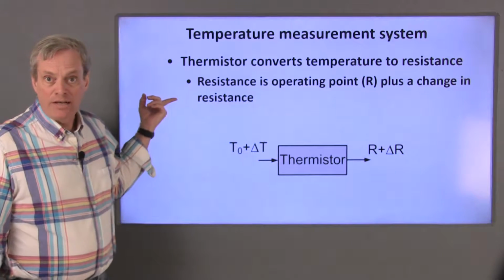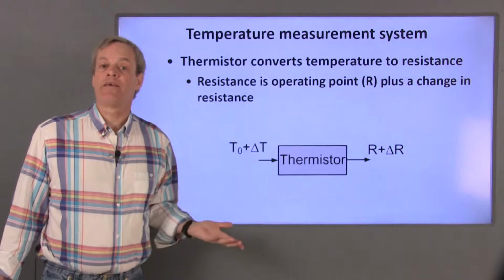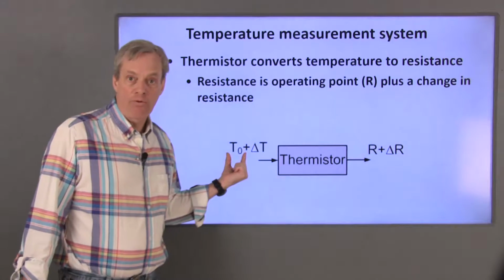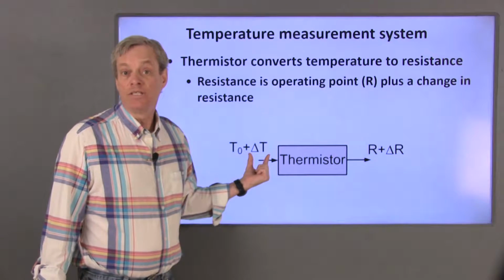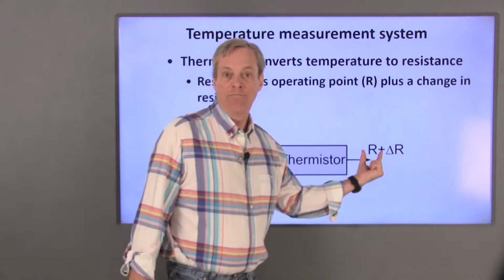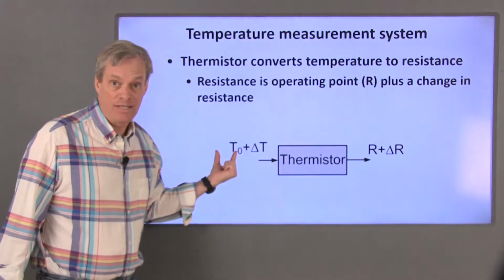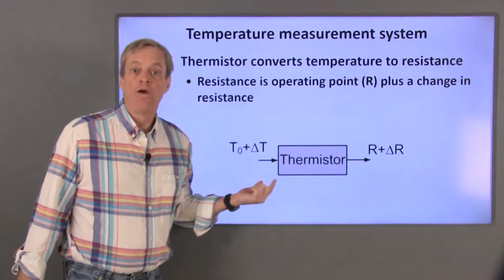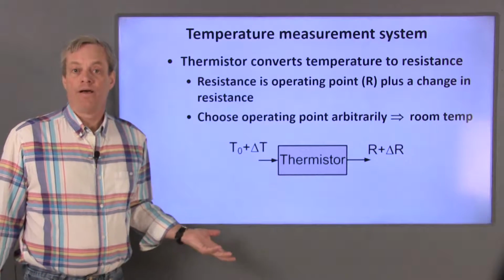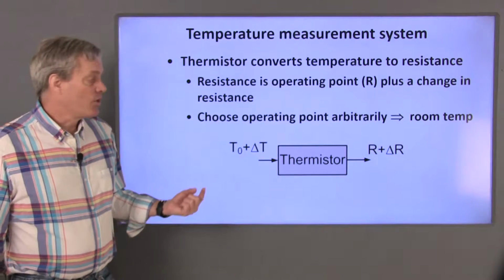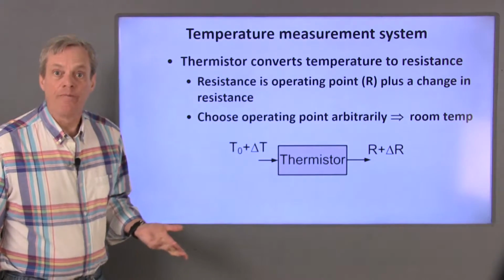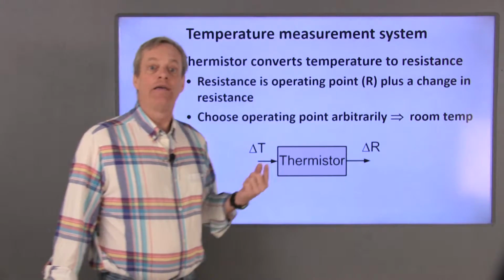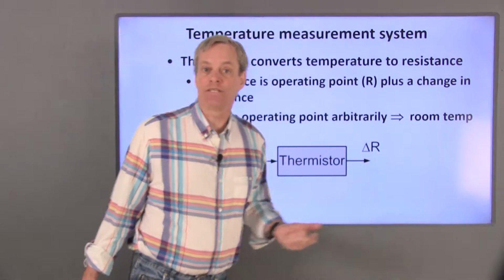In order to create a linear model, we choose an operating point and make that our new origin. So let's consider the temperature of the thermistor to consist of some operating temperature, T0, with some variation, delta T. The resistance will then be some resistance, R, that's the resistance at T0, with some change, delta R, that is caused by the change in temperature. We can choose the operating point arbitrarily. I'll choose the operating point to be room temperature, so R is the resistance at room temperature. Now we can consider the input to the system to be a change from room temperature, and the output is the corresponding change in resistance.